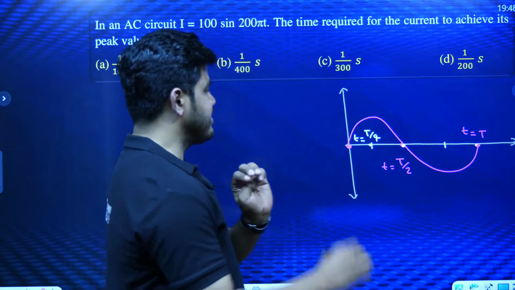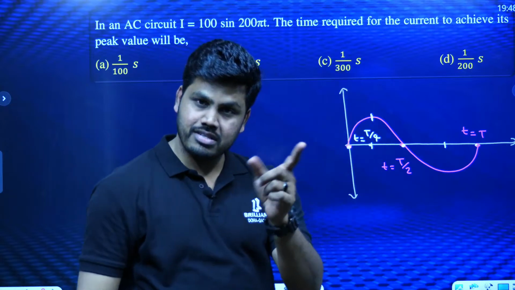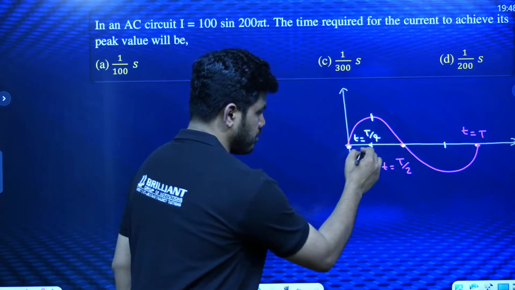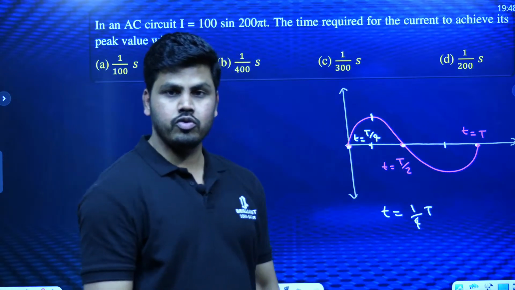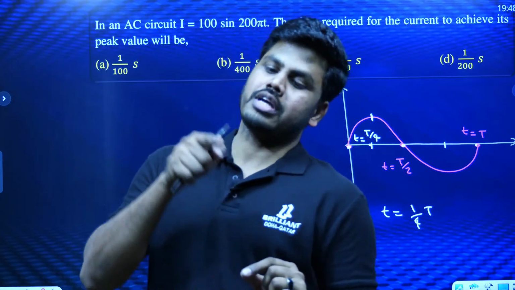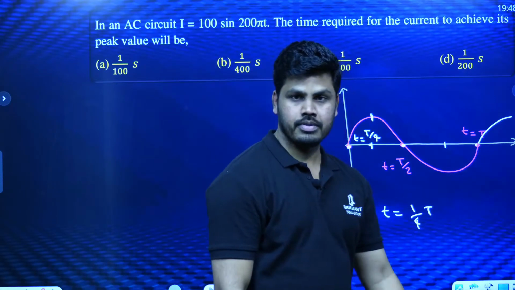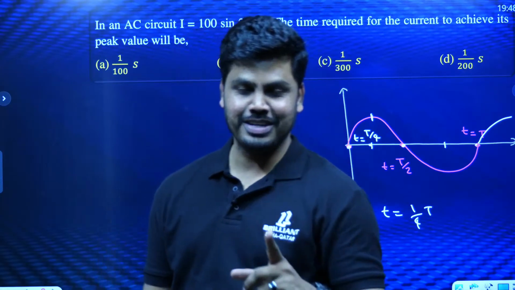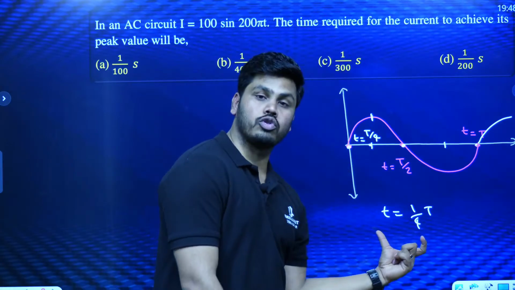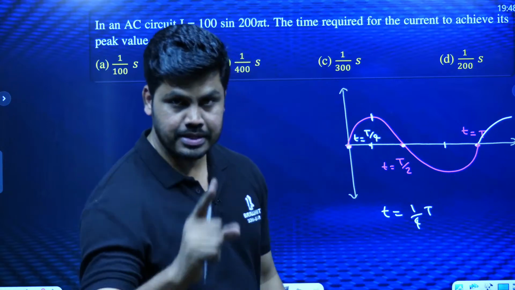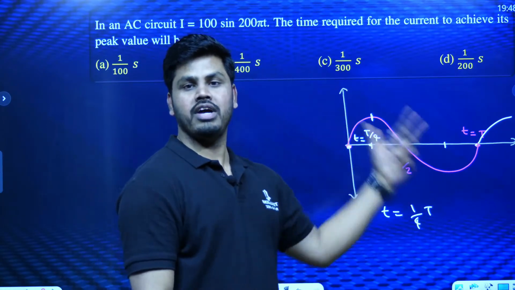So what will be the time taken to attain the peak value, the maximum value, for the first time? Within 1/4 of the time period of AC, for the first time, AC has its maximum value. It gets the maximum value later also, but we are not interested in that. We have to look into the first instance when AC gets the maximum value. That happens in 1/4 of the time period. So basically, you have to find out the time period, and 1/4 of that is your final answer.